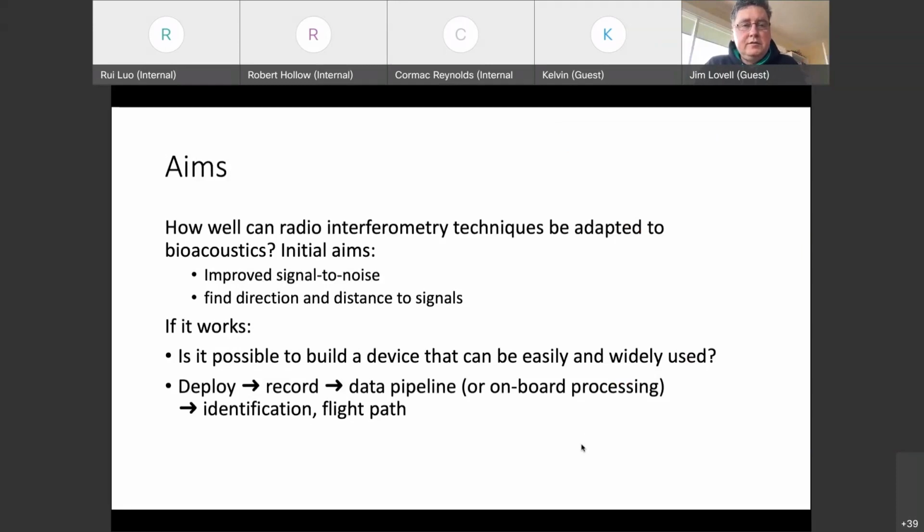So my aim was to use interferometry techniques in bioacoustics and see how well they could be adapted. The initial aims were to see how I could improve signal, if the signal to noise would improve, and then maybe see if we can find directions and distances. And if all that works, I wanted to know if it would be possible to build a device that could be easily and widely used, so that a biologist who doesn't want to or need to know about interferometry can put an instrument out there, do the recording, put it through a data pipeline, or maybe even do it on board, and extract identifications and locations.